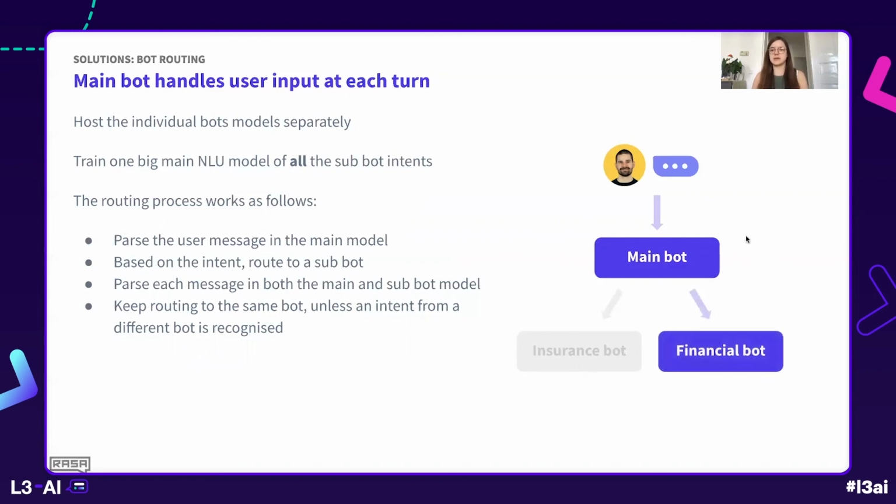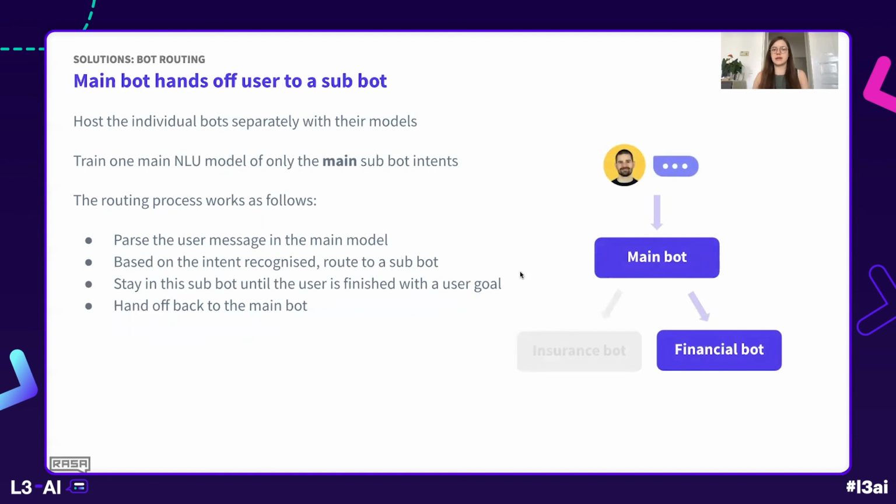Once this has happened, the same process happens the whole time. Each time the user says something, the message will once again be parsed through the main bot and then sent to whichever subbot it should be. Of course, that's quite tricky, but the idea is that once one of these main subbot intents has been identified, the user continues to get routed to the subbot, in this case the financial bot, until an intent from a different bot is recognized, at which point it might route them to the other one.